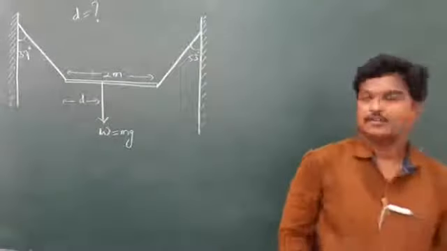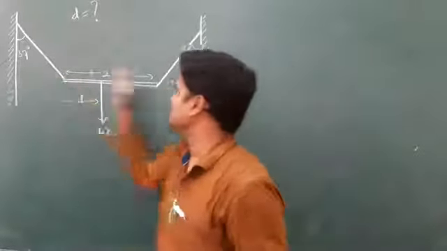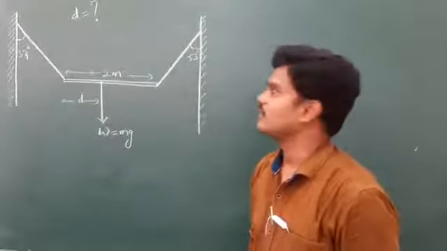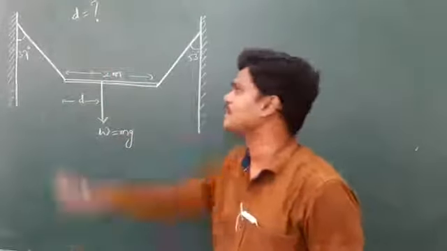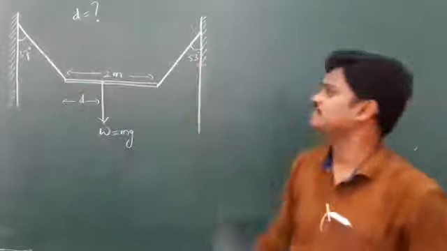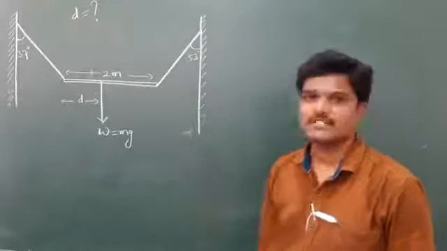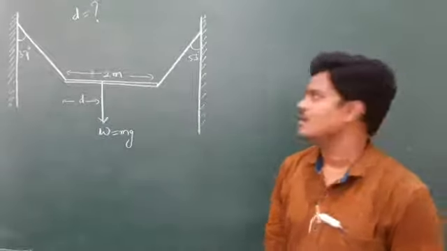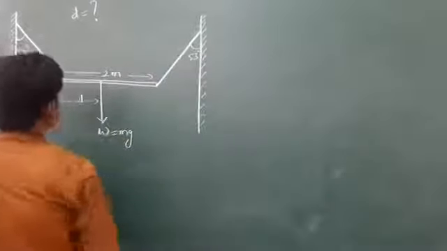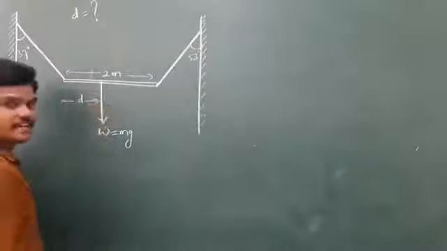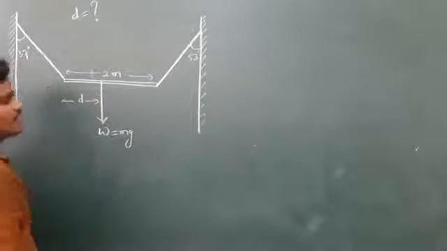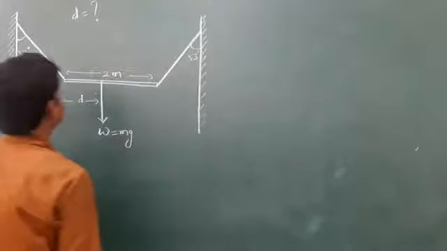These are the two strings, connected with supports at angles of 37 degrees and 53 degrees. The rod length is given as 2 meters. The weight is mg, and the target is to find at what distance this weight is acting, from the left side only. To find this is very simple.